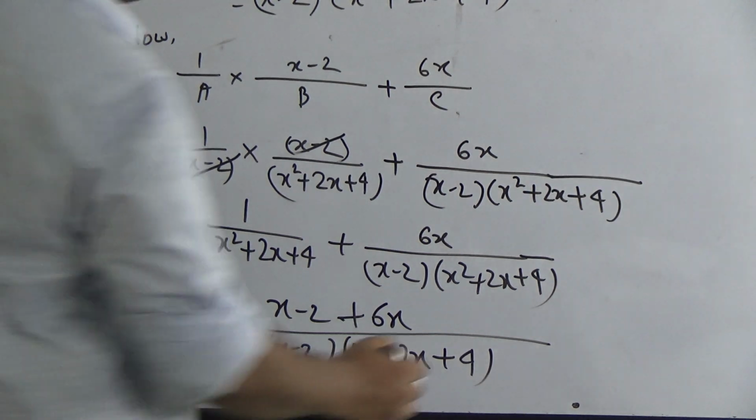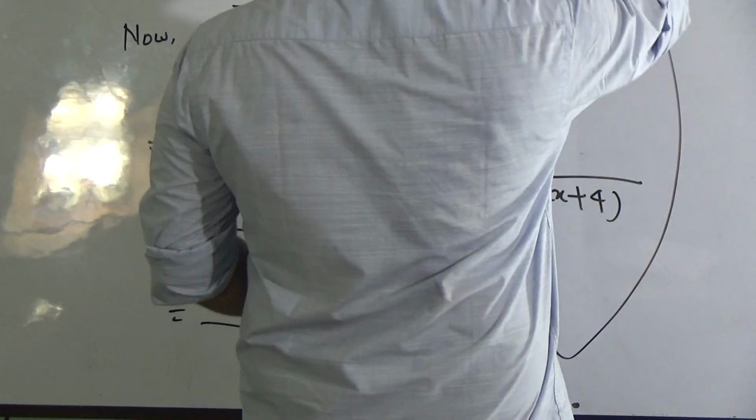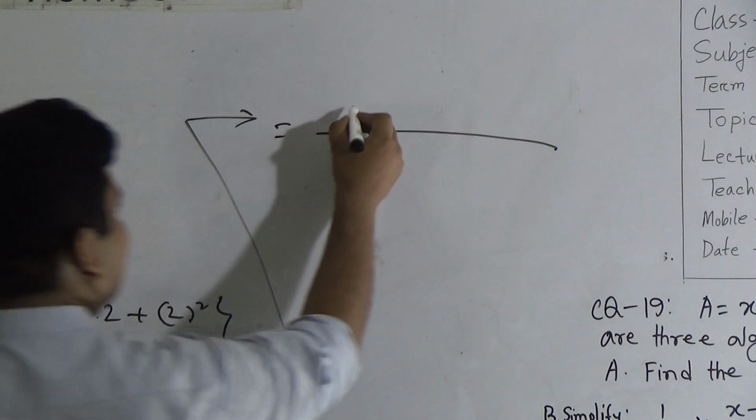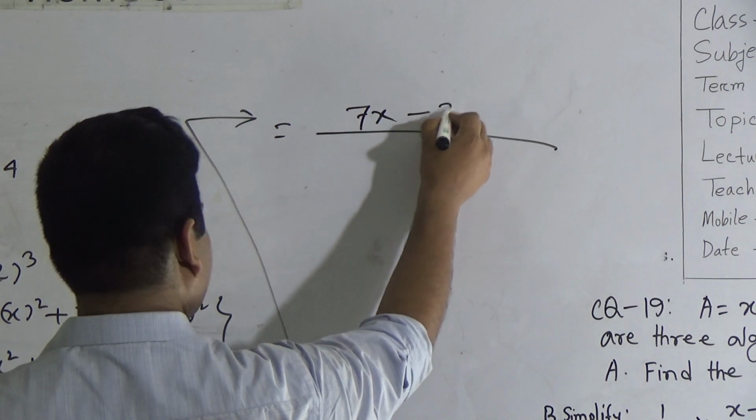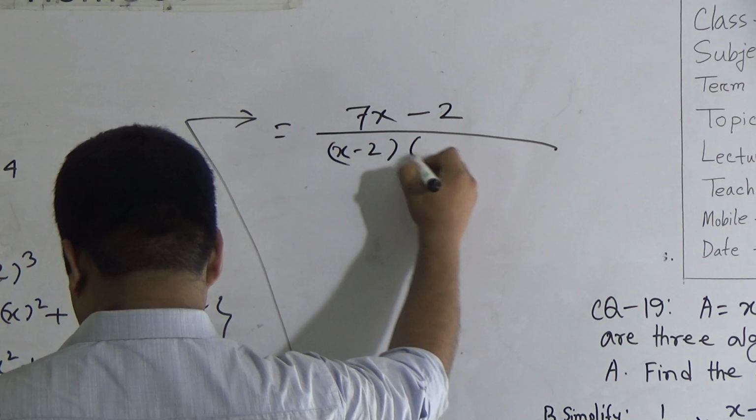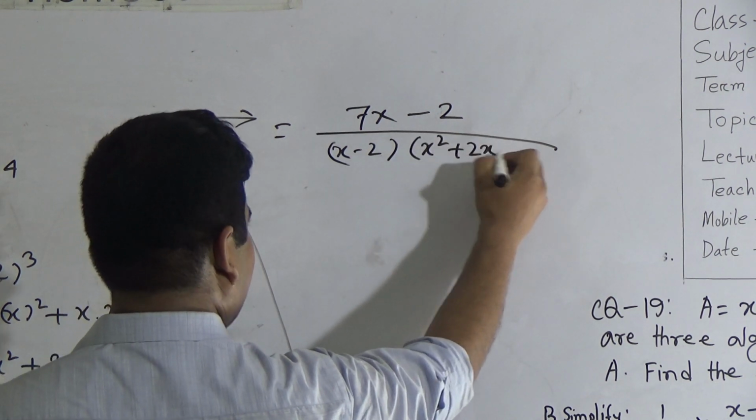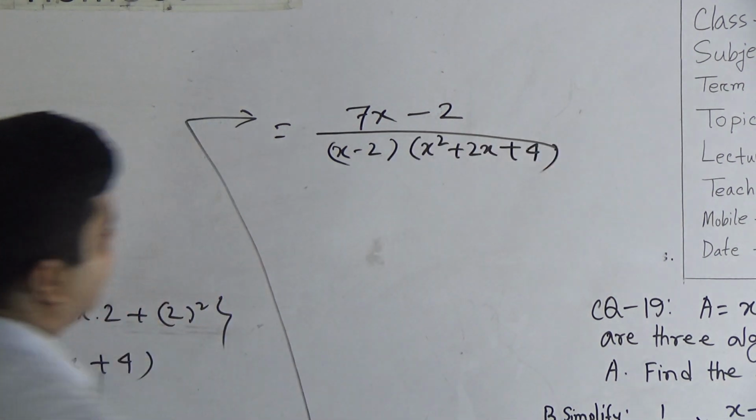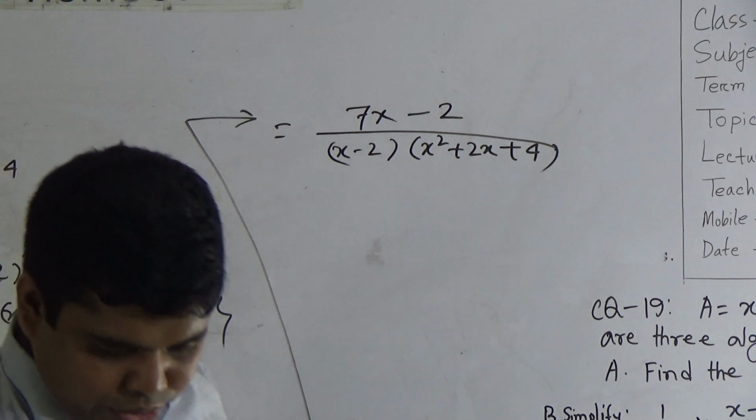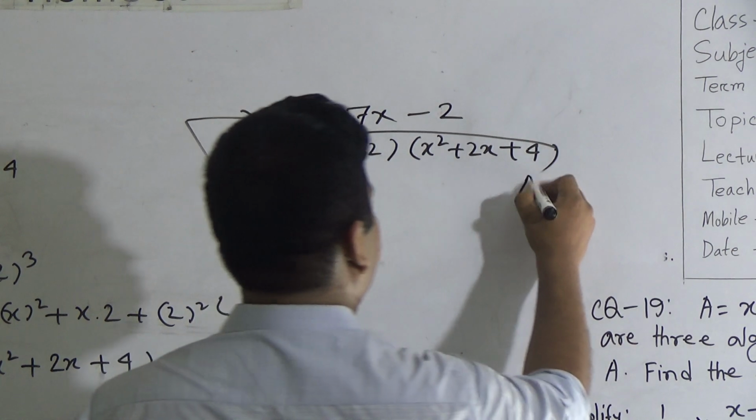Okay. Now we do addition of this LCM. x minus 2 plus 6x, that means 7x minus 2. And here x minus 2 and x square plus twice x plus 4. So this is the answer of this question. I hope you have understood.